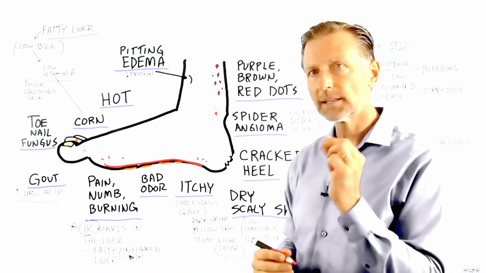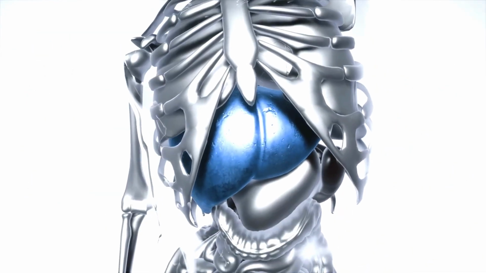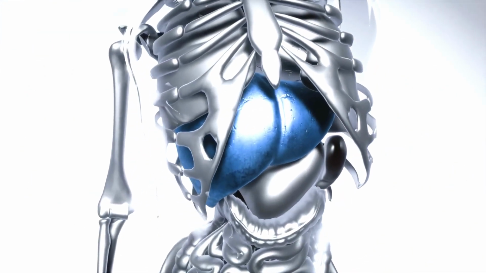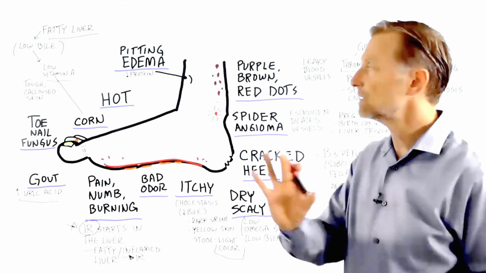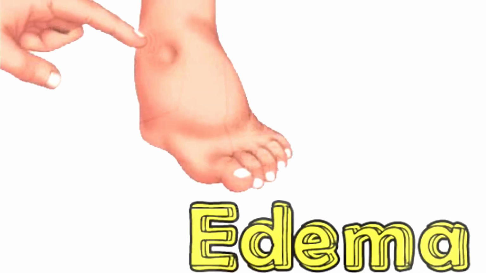Another symptom of a bad liver is when your feet become very, very hot. So a dysfunction with the liver will alter the temperature of your feet. And the last symptom related to the liver is this pitting edema. So you press on your lower leg and it leaves a little dent in there. That is a liver problem.